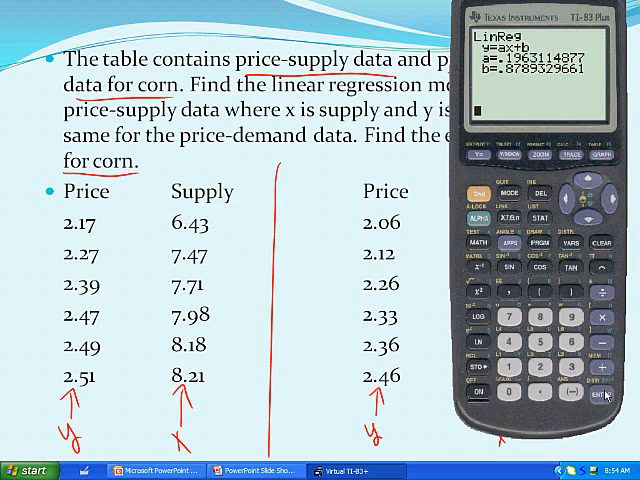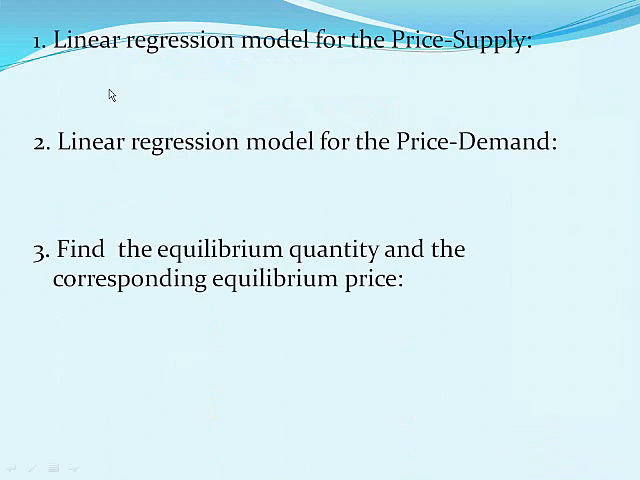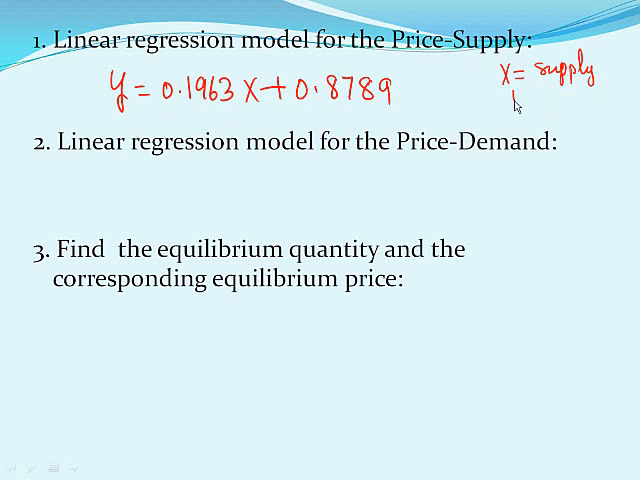So we get the model as y equals 0.1963x plus 0.8789, rounded to 4 decimals. So the supply model is y equals 0.1963x plus 0.8789. X equals supply, y equals price.